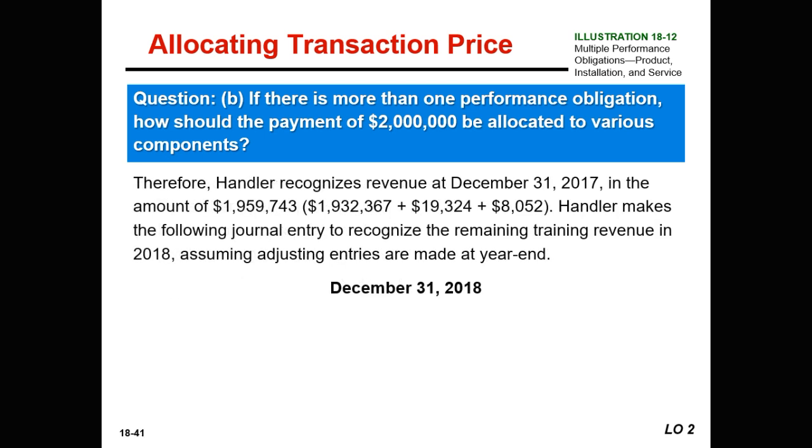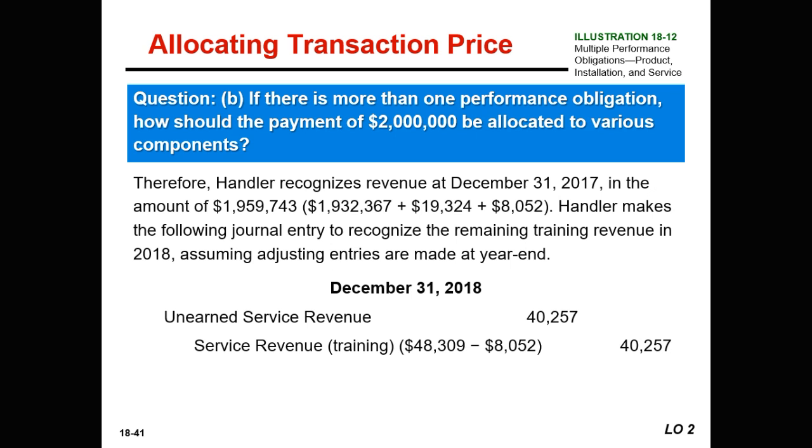We continue to move forward to the end of the next year, and we need to recognize the remaining training revenue in 2018. We're, of course, assuming that adjusting entries are made at the end of the year and not on a monthly basis. So we have unearned service revenue of $40,257, which is the original $48,309 less the $8,052 that was allocated to 2017.